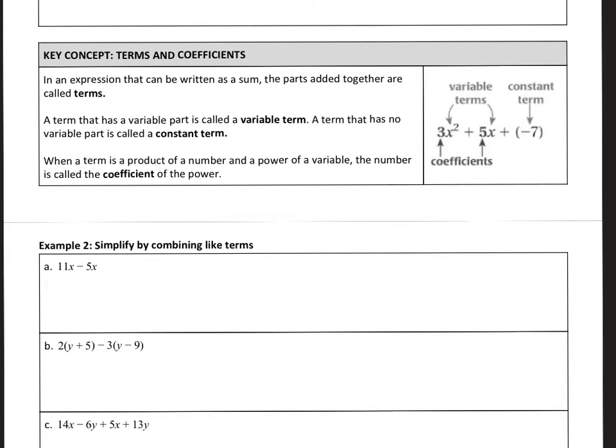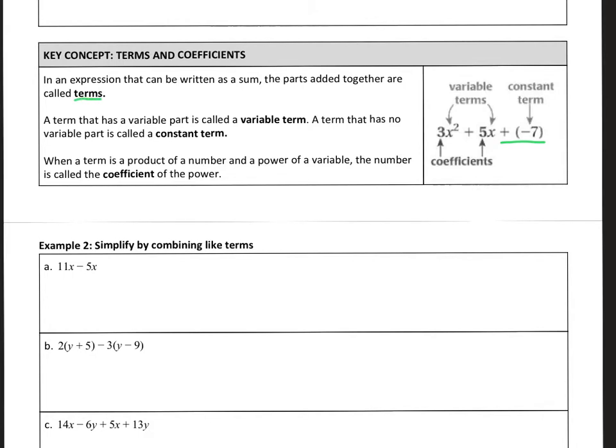Okay, so moving on with lesson 2. We're going to talk about a key concept of terms and coefficients. So when we talk about an expression being written out as a sum, that means using all addition. If we have an expression that has subtraction, we can rewrite that subtraction as plus and negative, kind of like you see at the end of this expression. But those things that are separated by that addition are called terms.